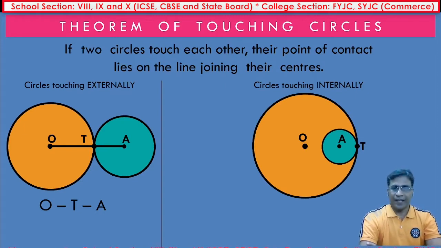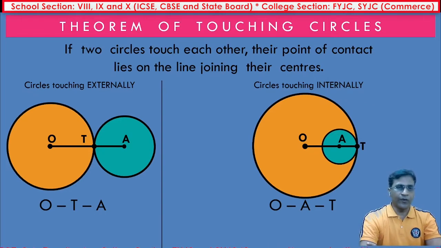Same way, in the second part, if you observe, when we join the radius of the bigger circle, that is OT, you will find A is also lying on it. Now in this case, we get O-A-T. That means point A is lying between O and T. In both the cases, all the 3 points are collinear. When I say all the 3 points, I'm talking about the two centers and the point of contact.